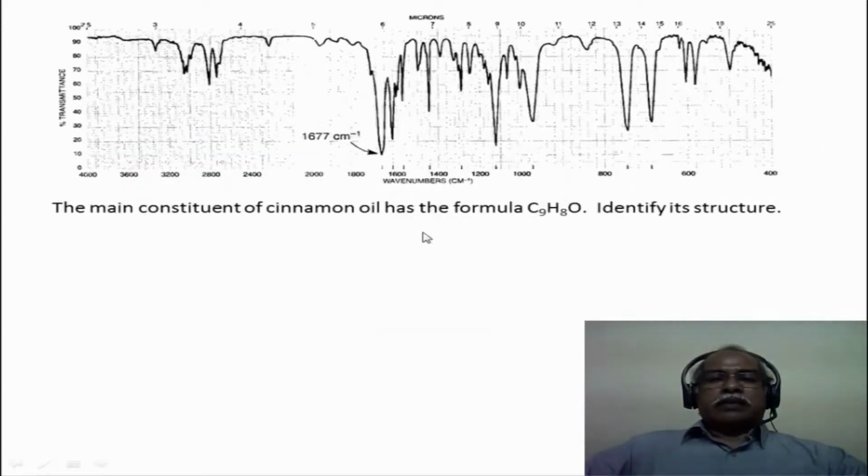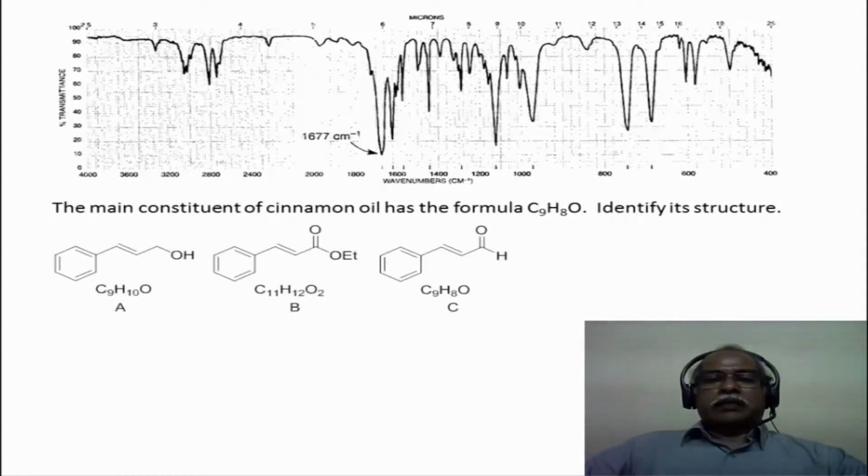Now the problem is stated here. The main constituent of cinnamon oil has the formula C9H8O. Identify its structure. One needs to know what the main constituent of cinnamon oil is. It could be cinnamaldehyde, it could be cinnamyl alcohol, it could be cinnamate ester, or it could be cinnamic acid. All the cinnamon based systems are written here, except cinnamic acid. Now among these molecules, the one that is cinnamaldehyde corresponds to C9H8O. So the molecular formula is satisfied for the cinnamaldehyde structure.